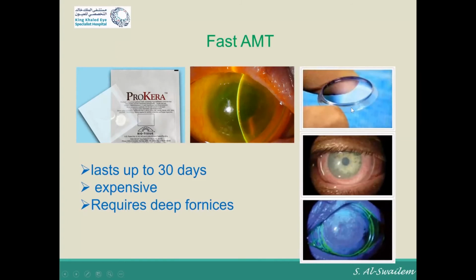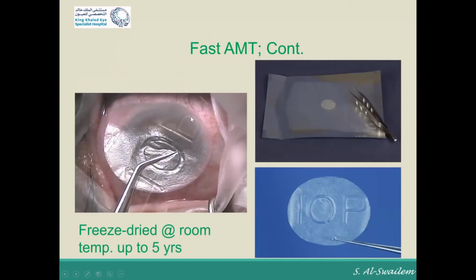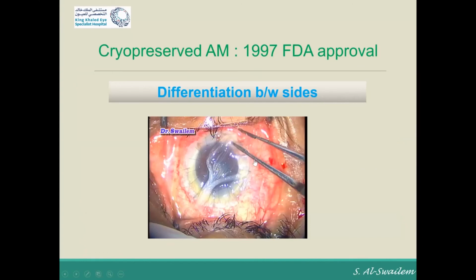It comes as a ring and we apply it directly to the eye. Expensive and it requires deep freezing. Or you can also use freeze-dried amniotic membrane as a bandage contact lens. As you can see, it's like a disc shape, just soak it in and put 1 drop of BSS and apply it on the eye. It works as a bandage contact lens. Here's some video of the cryopreserved.